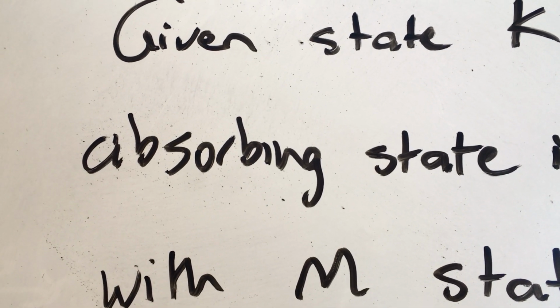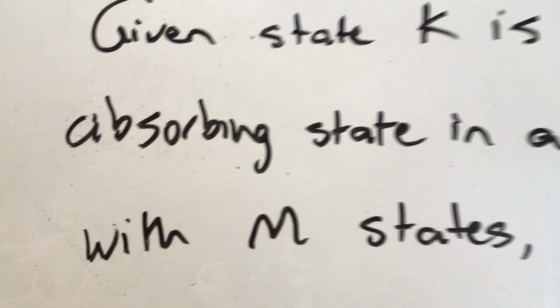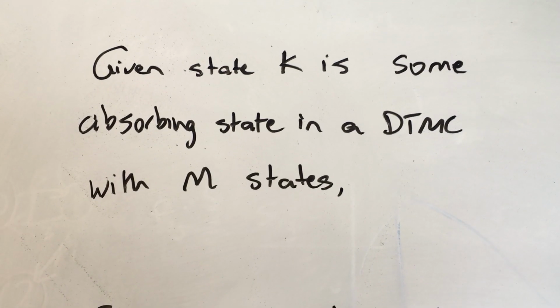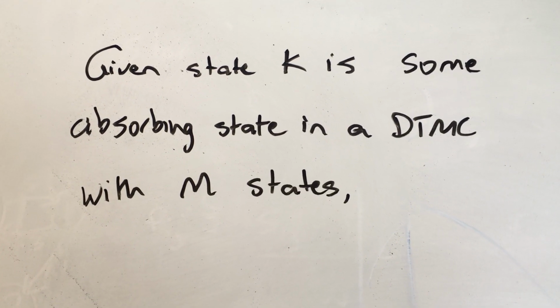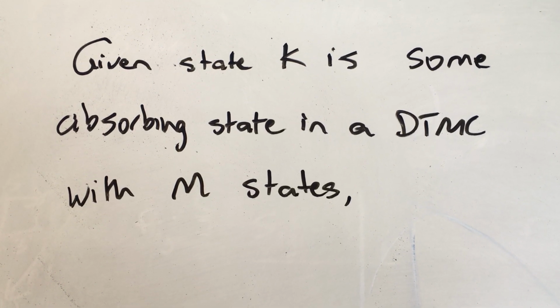Okay, lesson 19, absorbing states. So, we're going to start with this definition. K is an absorbing state in a discrete time Markov chain. So, K is our absorbing state, M total states.